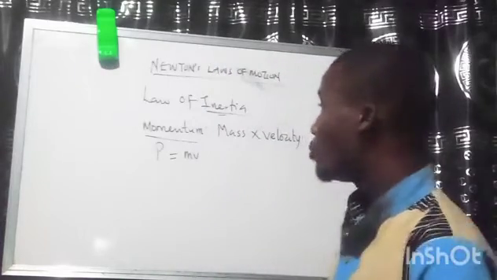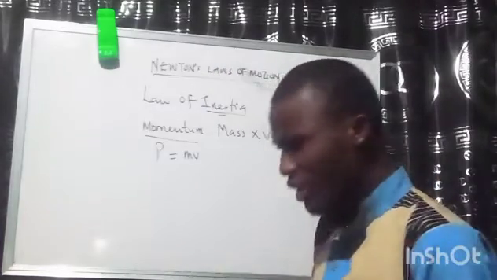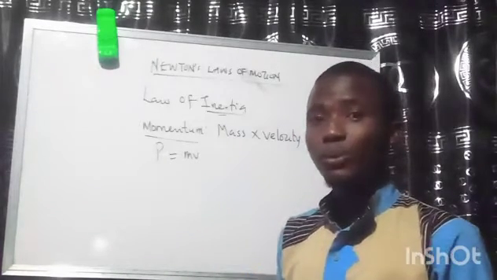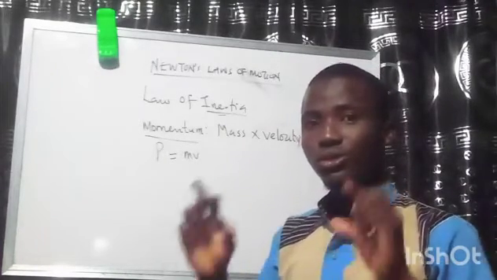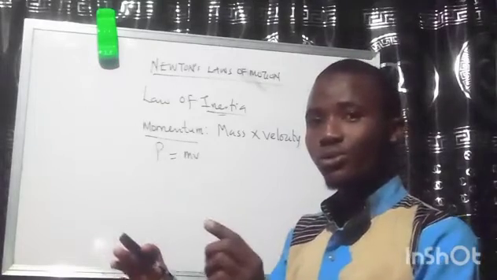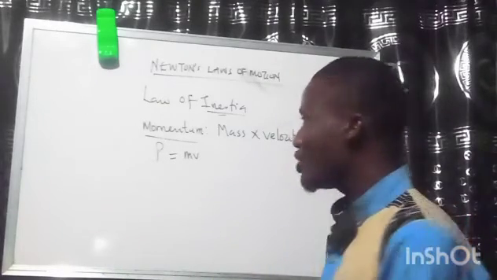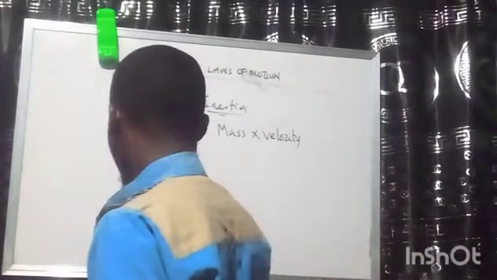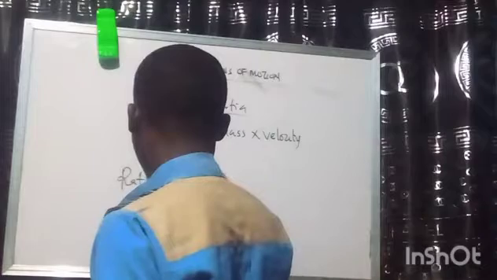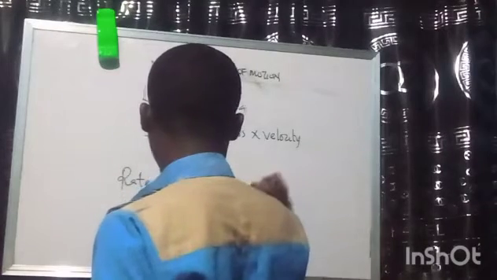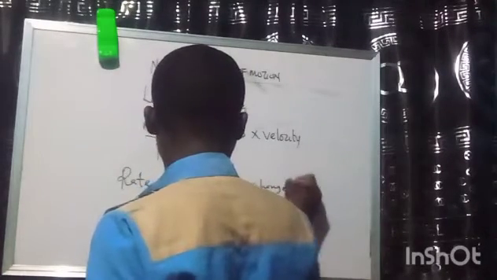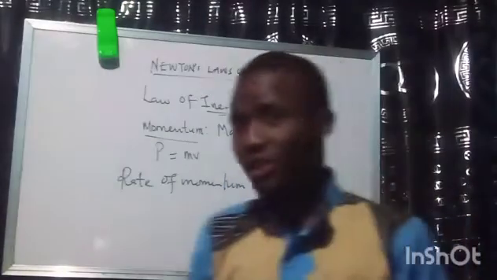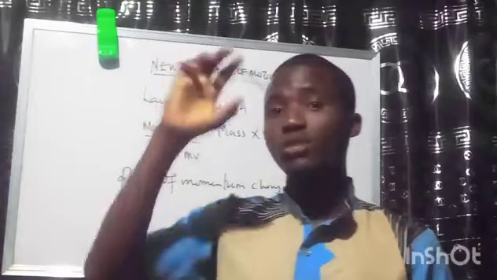Now, Newton's second law of motion states that the rate of change in momentum of a body is directly proportional to the applied force and takes place in the direction in which the force acts. That is, the rate of momentum change is directly proportional to force. And whenever the word rate is used, that means we are comparing that quantity with time.